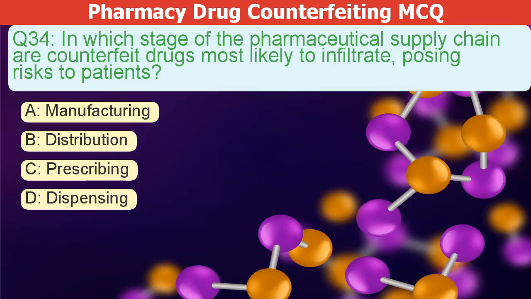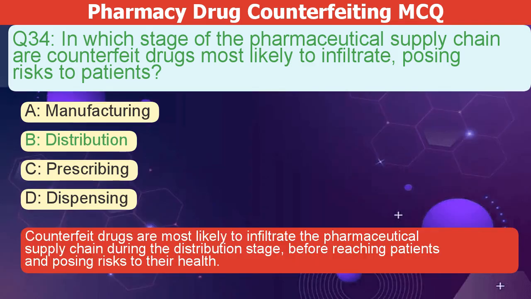At what stage of the pharmaceutical supply chain are counterfeit drugs most likely to enter, endangering patients? A. Manufacturing. B. Distribution. C. Prescribing. D. Dispensing. The correct answer is B. Counterfeit drugs are most likely to infiltrate the pharmaceutical supply chain during the distribution stage, before reaching patients and posing risks to their health.